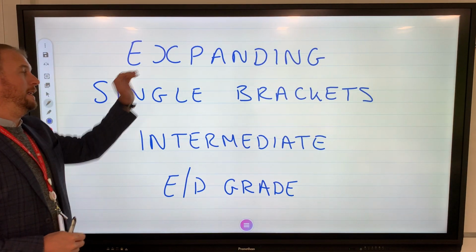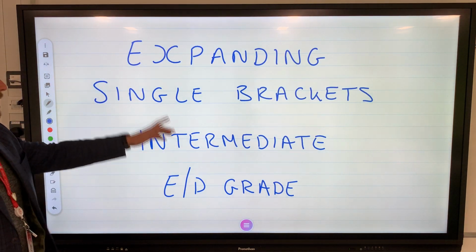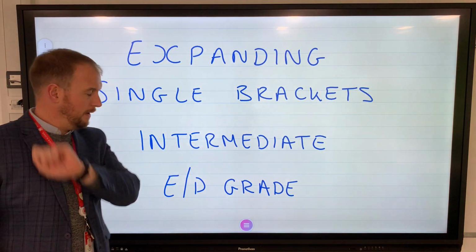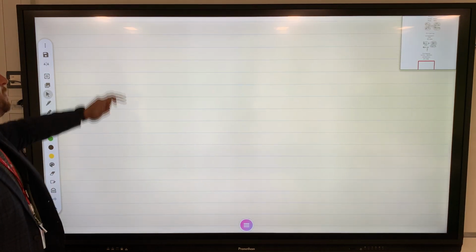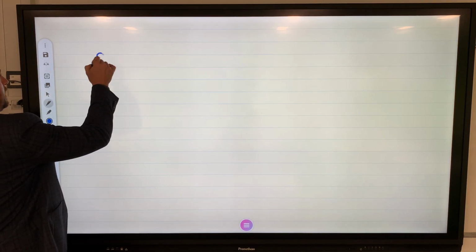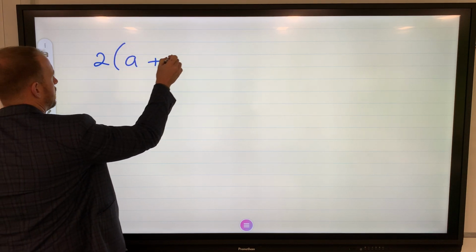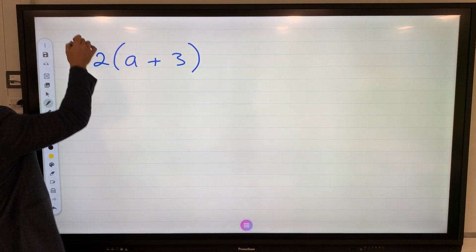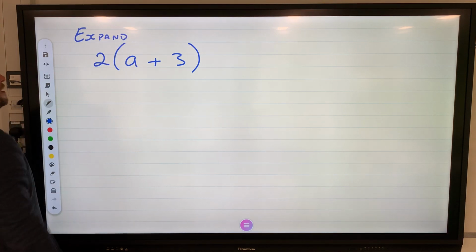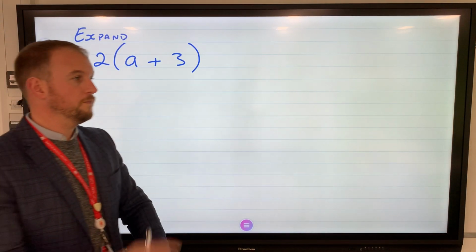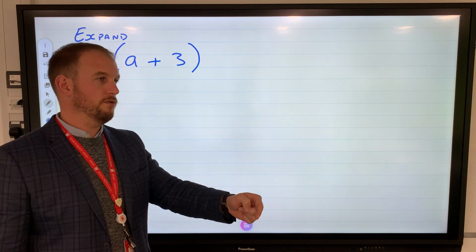Okay, so expanding single brackets then. I've put intermediate, but it is in the foundation tier specification as well. So to expand a single bracket, we need a bracket, and all it will say is expand. Okay, so I'm going to expand 2, open bracket, a plus 3.